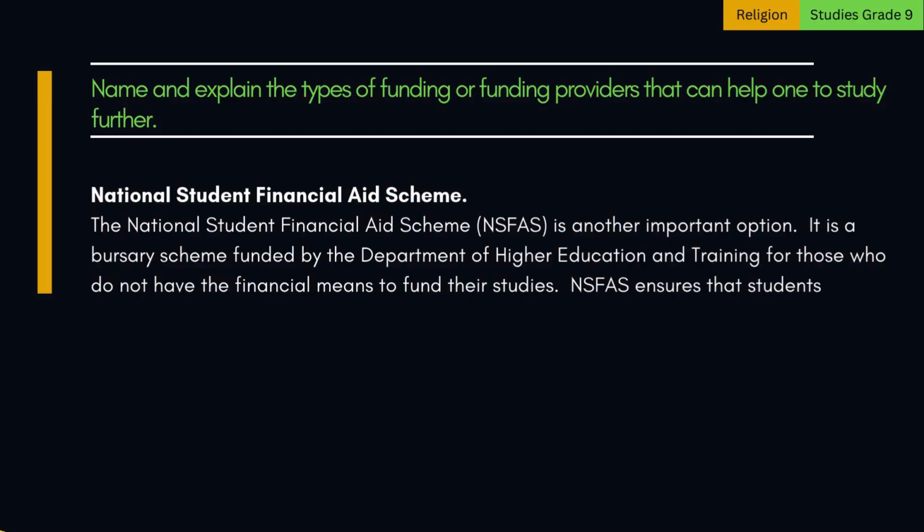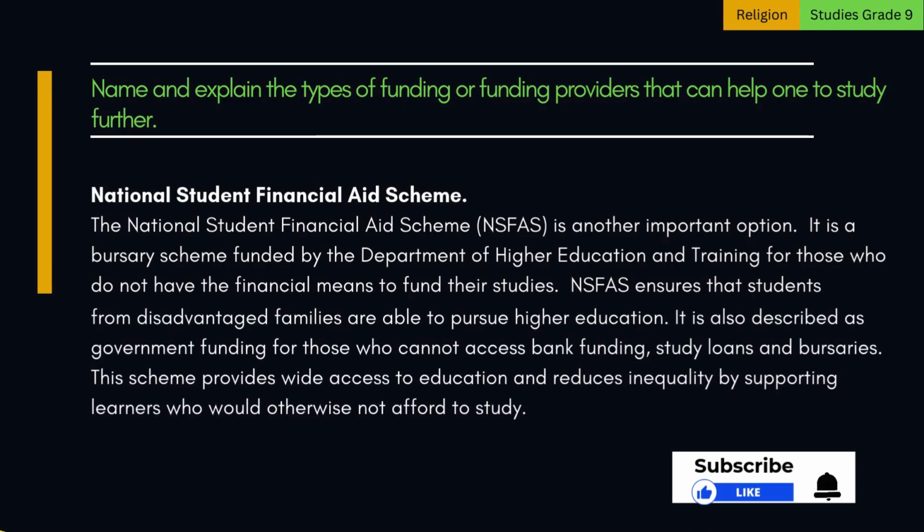5. National Student Financial Aid Scheme. The National Student Financial Aid Scheme, NSFAS, is another important option. It is a bursary scheme funded by the Department of Higher Education and Training for those who do not have the financial means to fund their studies. NSFAS ensures that students from disadvantaged families are able to pursue higher education. It is also described as government funding for those who cannot access bank funding, study loans and bursaries. This scheme provides wide access to education and reduces inequality by supporting learners who would otherwise not afford to study.